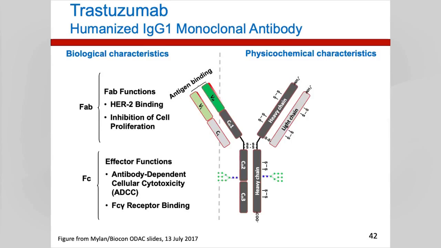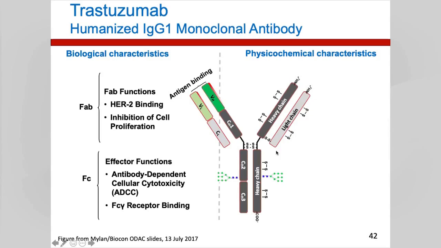Trastuzumab, or the marketed Genentech product Herceptin, is a monoclonal antibody. The Fab region is responsible, of course, for antigen binding. And just binding of the Fab region to the target, which is HER2 on the surface, in this case of breast cancer cells, can inhibit proliferation of those cancer cells.